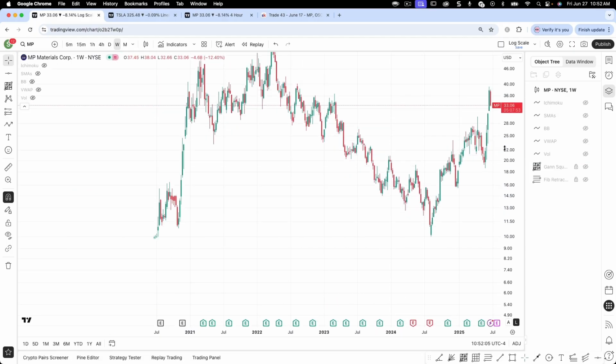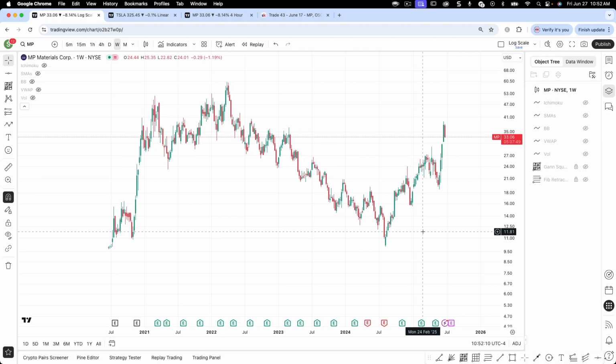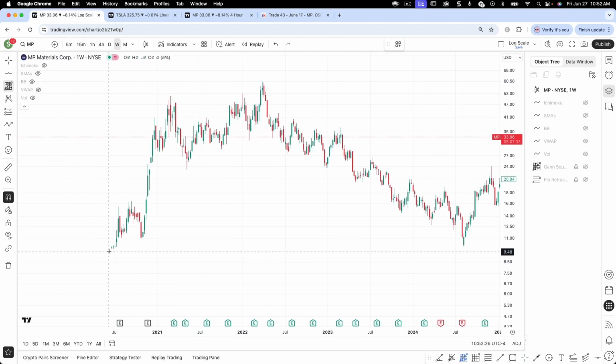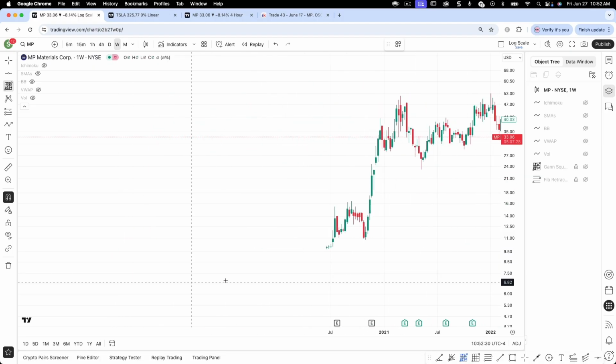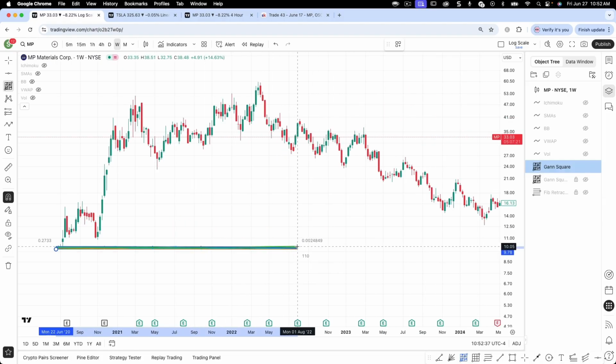So basically, what the GANN Square is going to do is it's going to give us areas of support and resistance, and then along with other indicators, we can use that as confluence for resistance and support zones, good entry or exit position. So what we want to do is we take the GANN Square and we want to find the lowest position on the chart. So the lowest position here, if we zoom in, was right here at the start, and the low was 978.